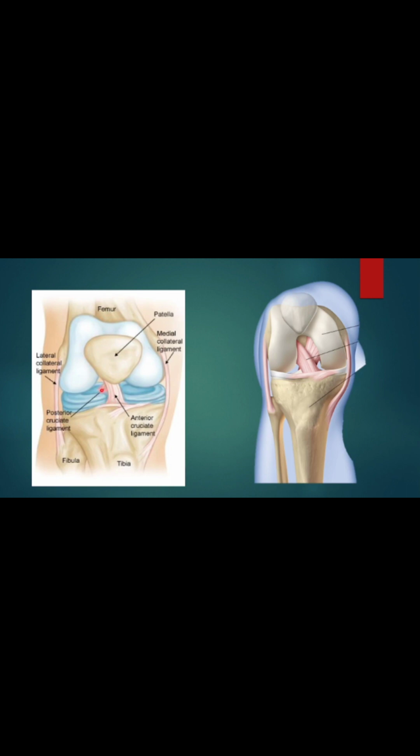Now we'll see what is the femoral attachment of the anterior cruciate ligament. So we have seen that the anterior cruciate ligament has got the tibial attachment to the anterior part of intercondylar area of tibia. So the femoral end is attached to the posterior part of the medial surface of lateral condyle. You can see the lateral condyle here, and to the posterior part of the medial surface of the lateral condyle, the anterior cruciate ligament is attached.